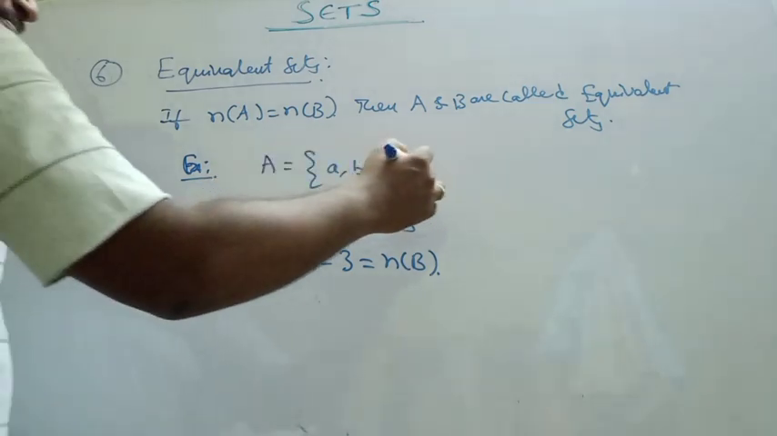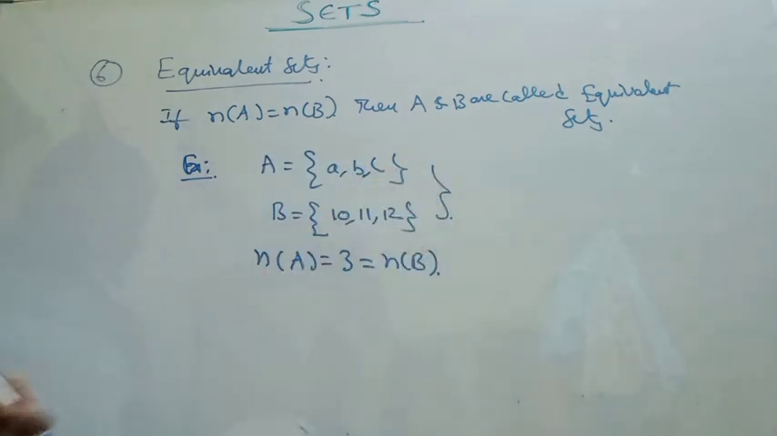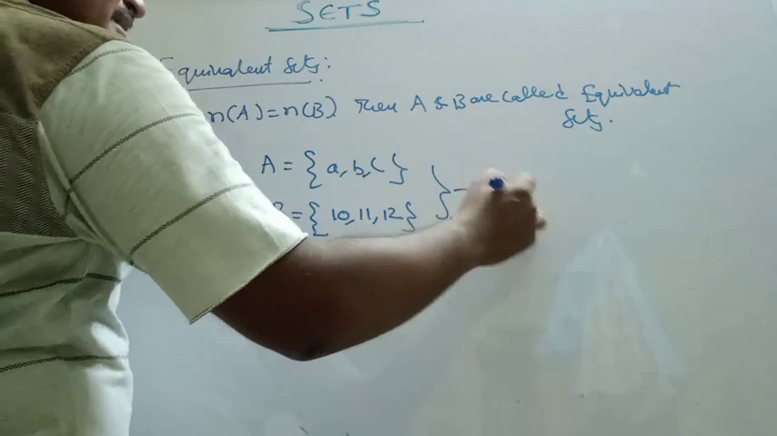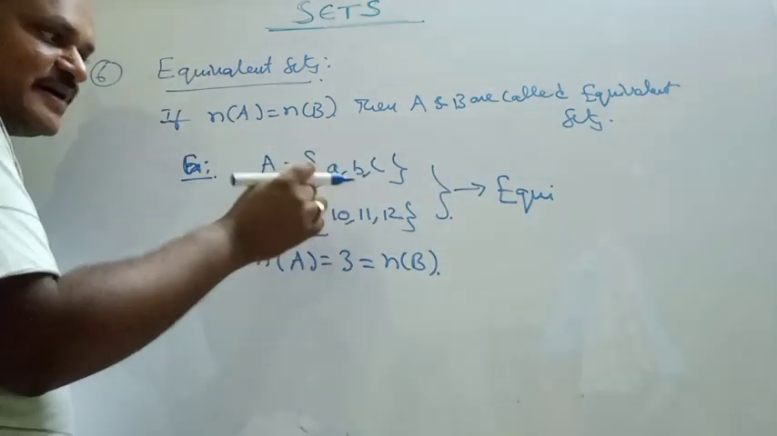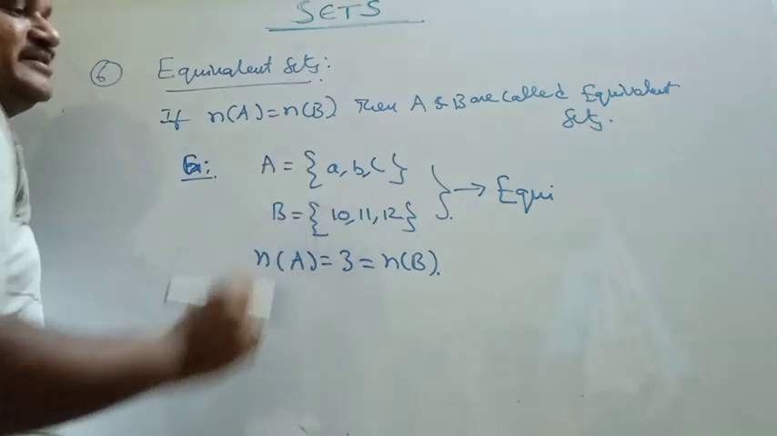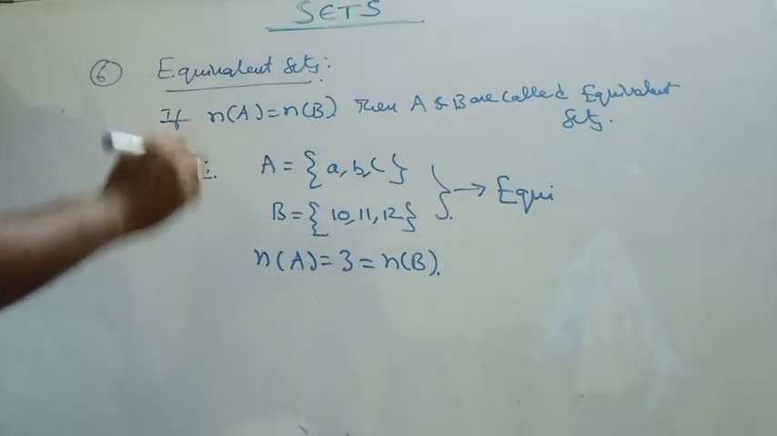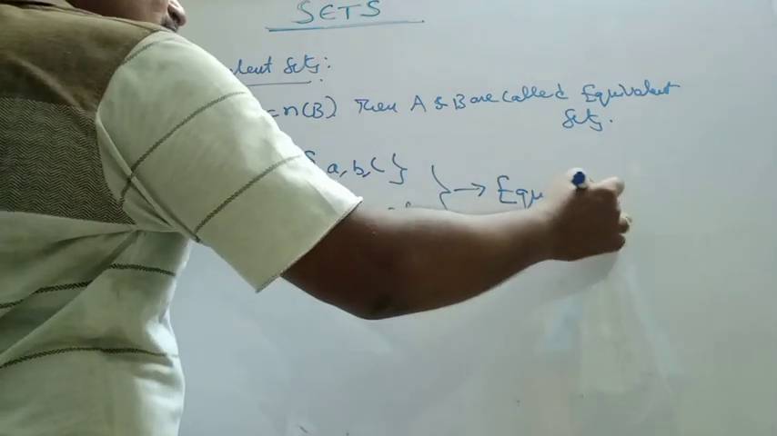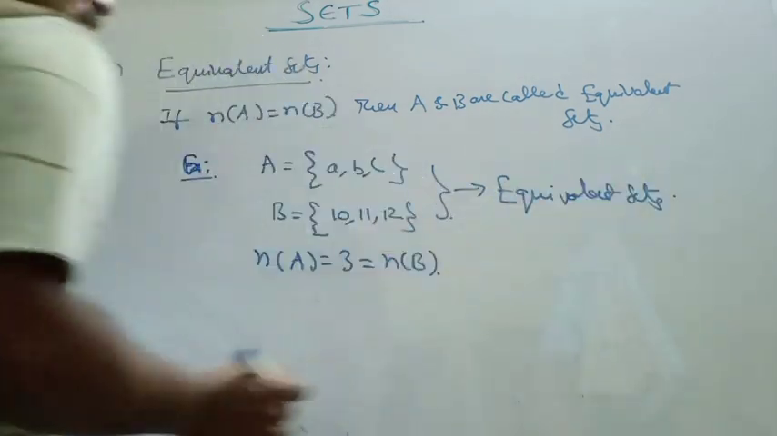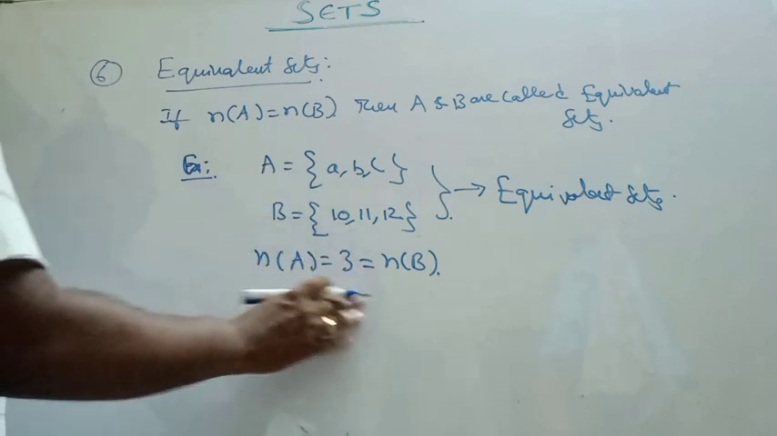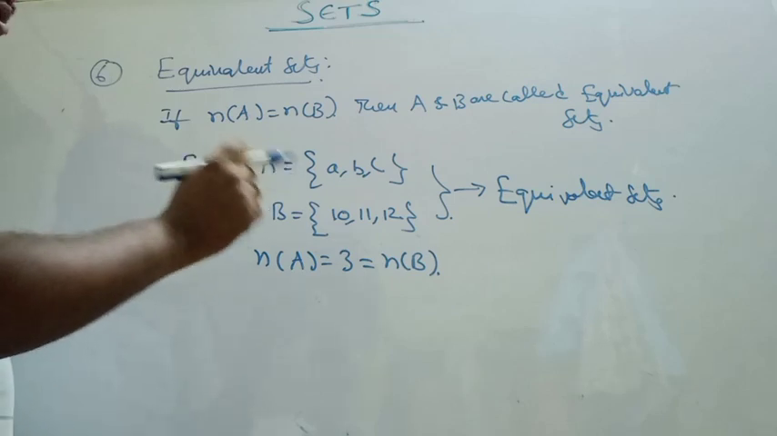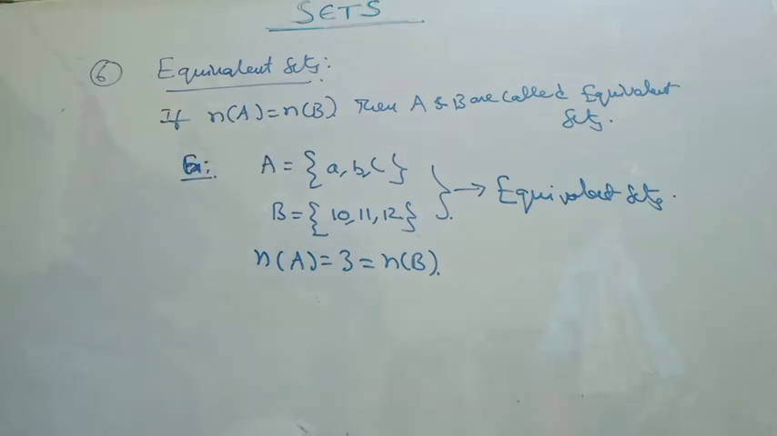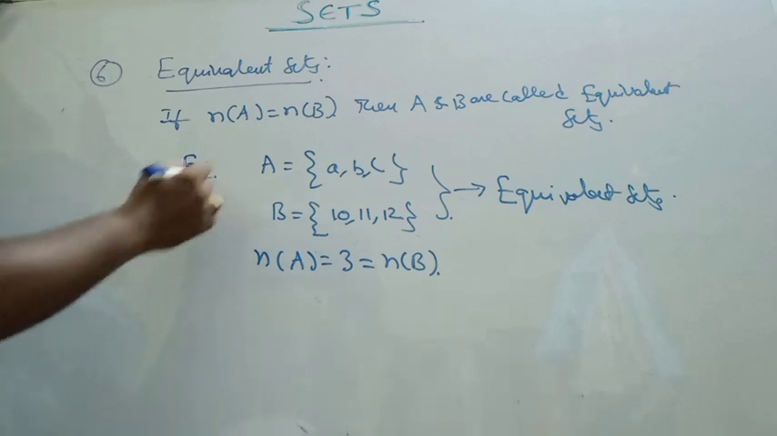Now A and B are both called equivalent sets. The elements may be different, but they have the same number of elements. That's why they are called equivalent sets. n of A equals n of B, that is 3. Whatever the elements may be, the number of elements should be equal. Wonderful. Next, we will take one more example.